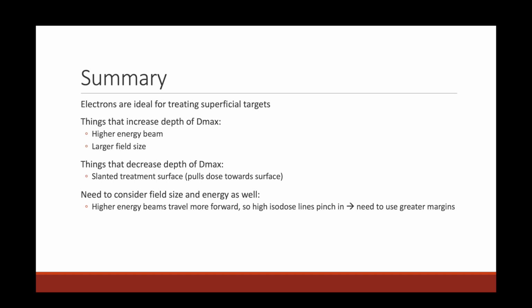And then we do need to consider the field size and the energy as well. Remember that higher energy beams are going to travel more forward, and so our higher isodose lines are going to start to pinch in. As we use a higher energy beam, we need to use a greater margin, and we can remember that half times the square root of the energy to think about how much margin we need to use. Typically, you're not wrong if you just say a 2 centimeter margin on the tumor, but remember, as our beam energy gets higher, we typically need to increase our margins as well.